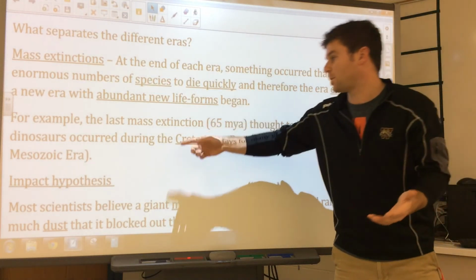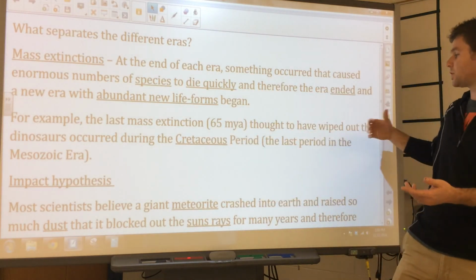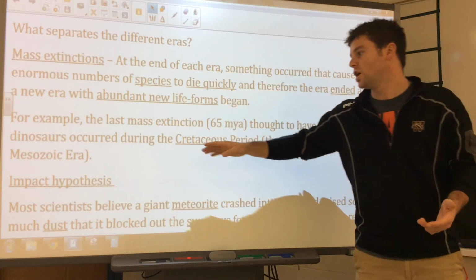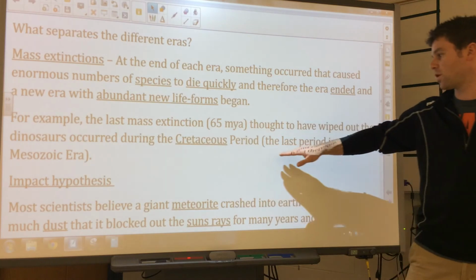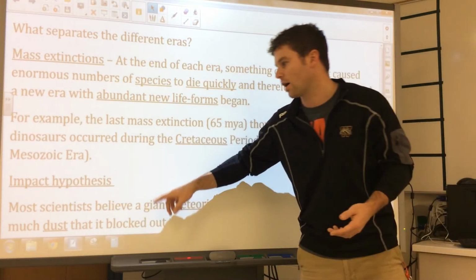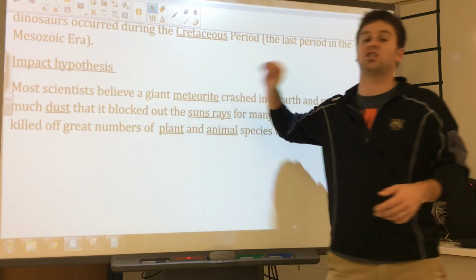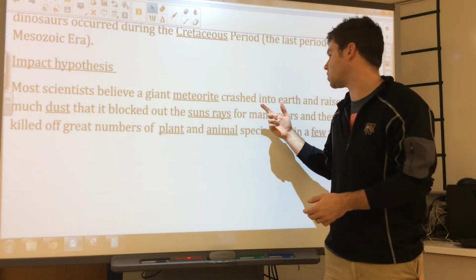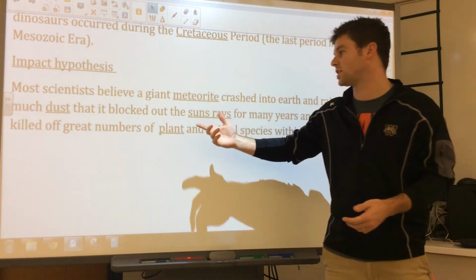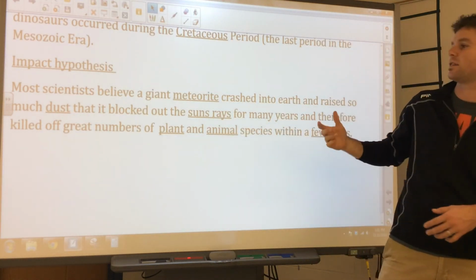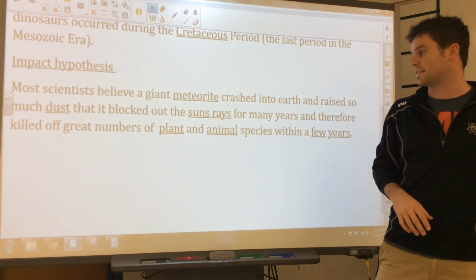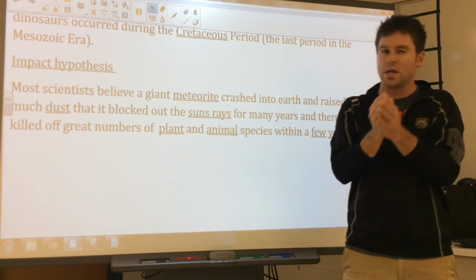For example, the last mass extinction 65 million years ago wiped out the dinosaurs, which occurred during the Cretaceous period, the last period in the Mesozoic era. The impact hypothesis states that most scientists believe a giant meteorite came crashing into Earth and raised a whole bunch of dust, blocked out the sun's rays for many years, and therefore killed off a great number of plant and animal species within just a few years.